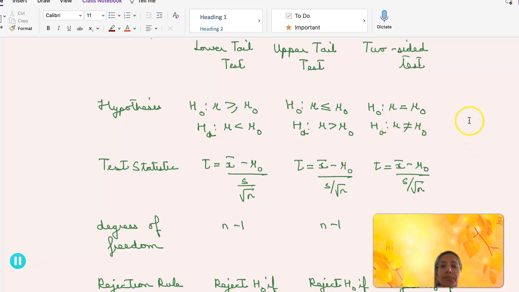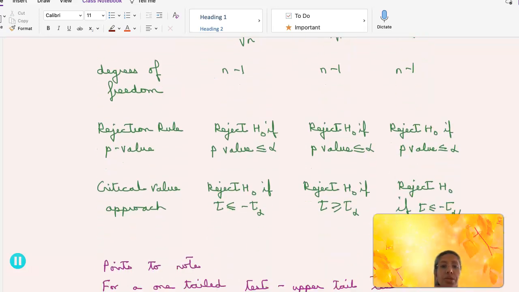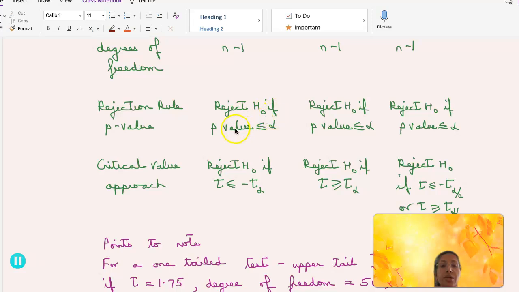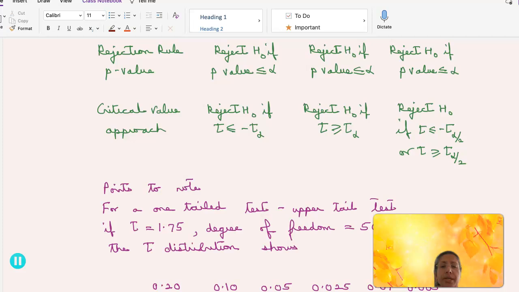Again, you have the test statistic, given by the same formula: t equals x bar minus mu naught over s by root n, where s is the standard deviation. And the degrees of freedom is a very simple formula for all three. It is n minus 1, where n is the sample size. Again, you have the rejection rule using the p-value. We reject H0 if the p-value is less than or equal to alpha for all, one sample, two sample. Then you have lower tail, upper tail, and two-sided tests.